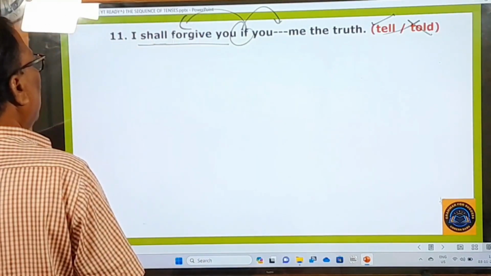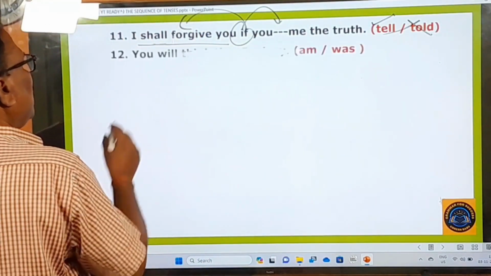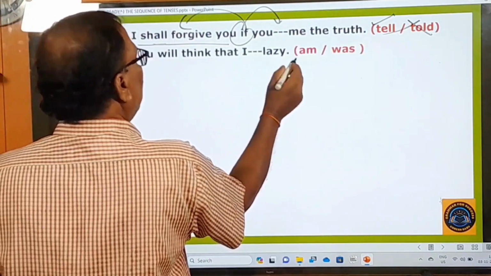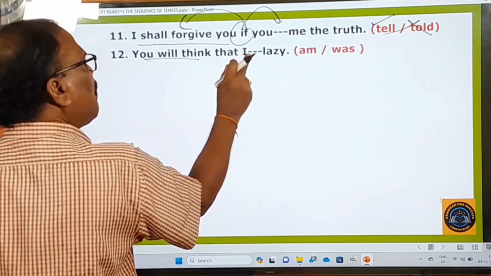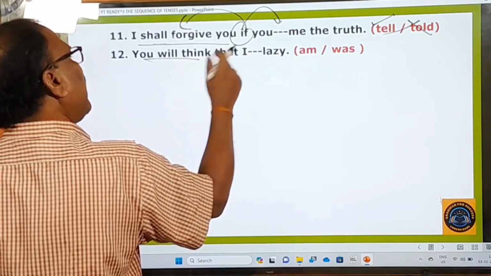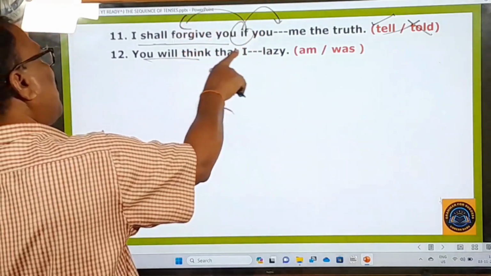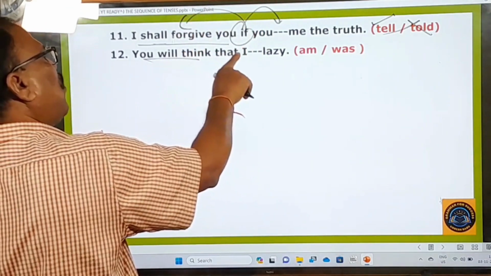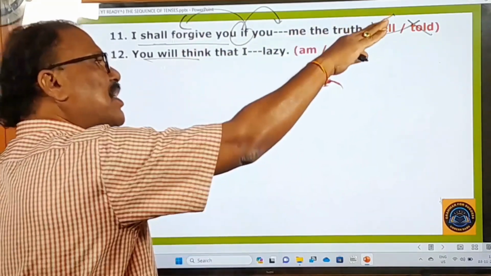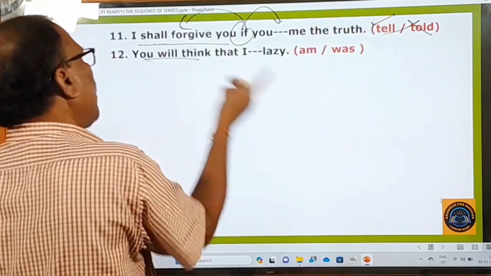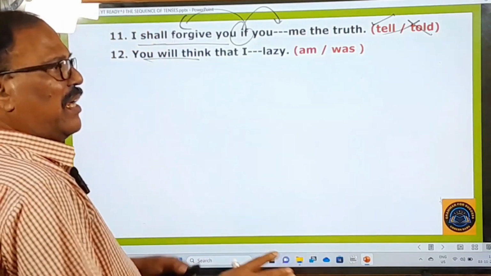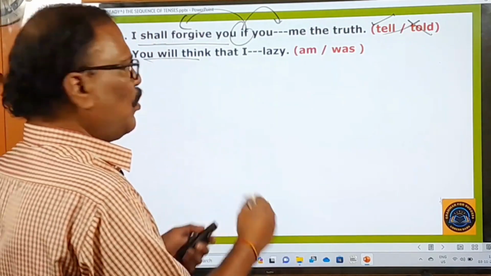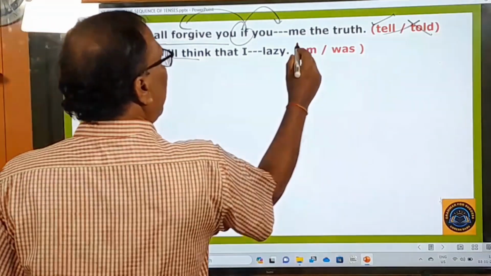Right. And the 12th one, you will think that I ___ lazy. You will think, it is the simple future. Simple future can go with the simple present, and it can go with any kind of tense. Simple future can go with present tense, past tense, future tense, with any tense. But past tense will go only with the past tense. That is very rigid, and it is very strict in that rule. Okay, you will think that I am lazy.